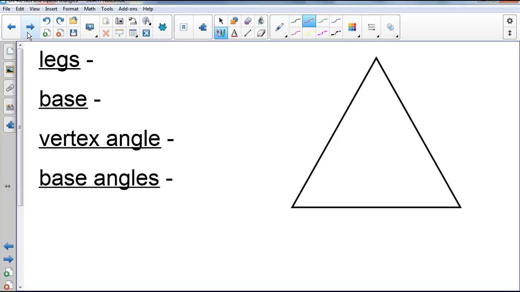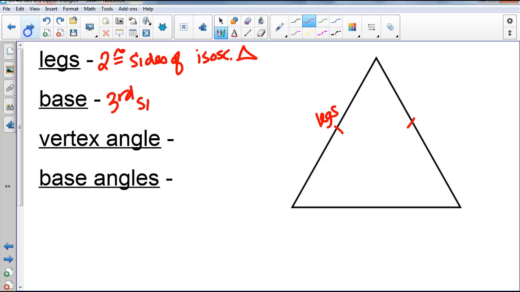So we're going to talk a little bit about vocab. You guys have already drawn this picture a while ago when we started talking about isosceles triangles, but we already made a triangle. We labeled the congruent sides. These were called legs. These are the two congruent sides of an isosceles triangle. The base is the third side of an isosceles triangle, the non-congruent side. So that's a leg, this is a leg, then that means this is your base.